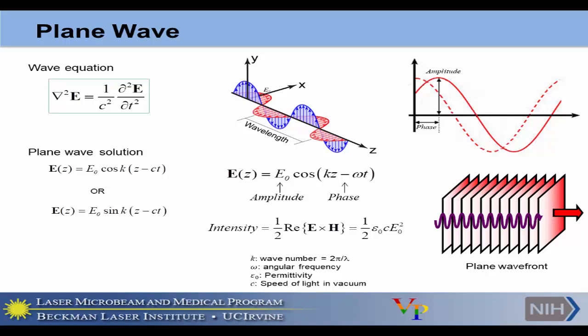Then when we have a large number of waves, when we consider the phase of each wave and combine them, that will generate a plane. For a plane wave, it will generate a flat plane, and it's called a plane wave front.